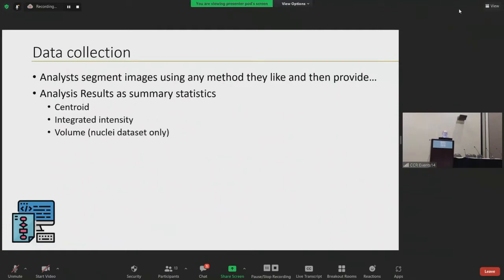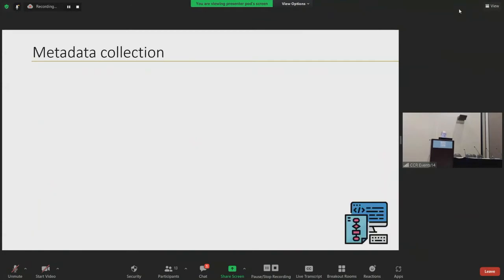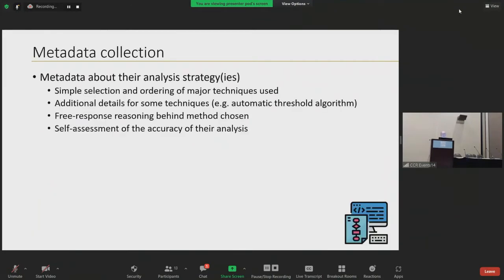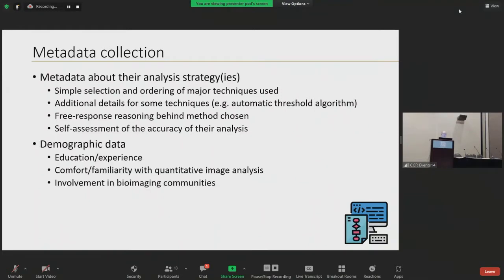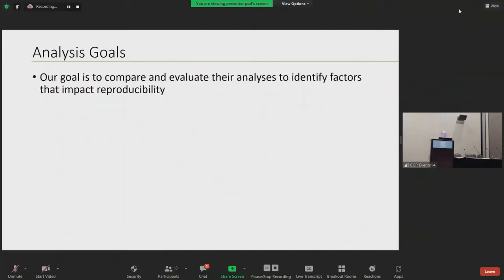Okay, so to collect data on how people segmented and analyzed the images, we requested specific statistics. So as listed here, quantified statistics, and of course, to collect the metadata, not only quantitative, but also qualitative about what strategies were used. And we also collected demographic data such as education, experience, and other parameters as listed here.